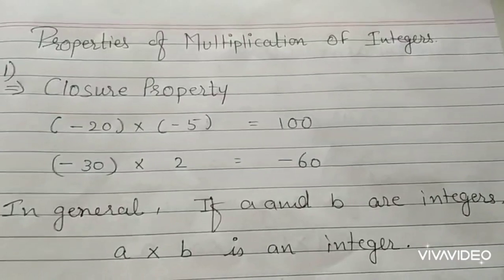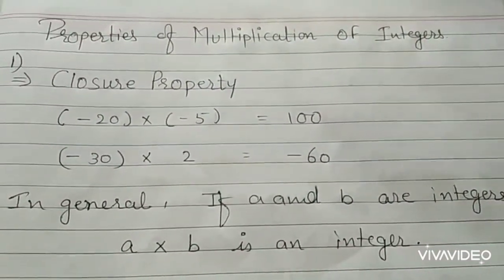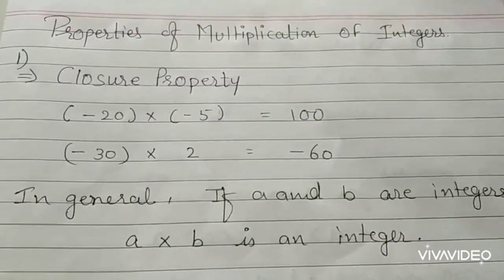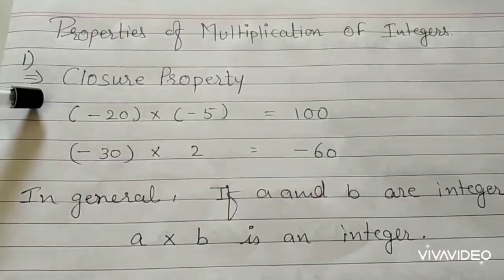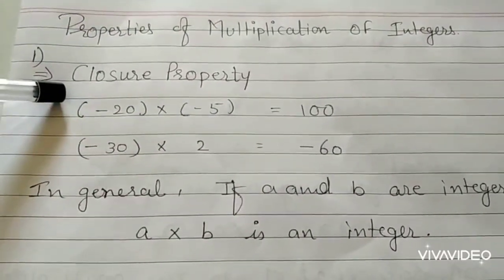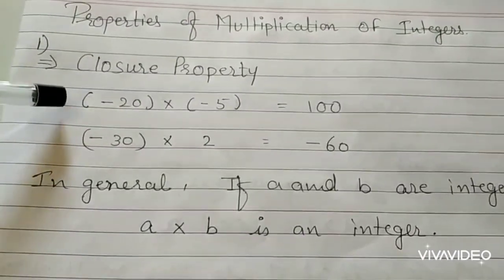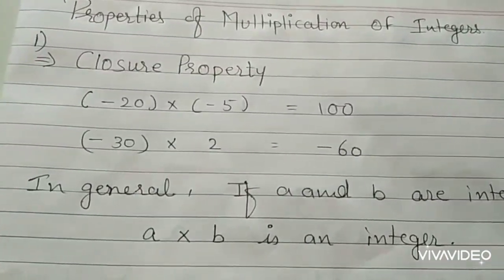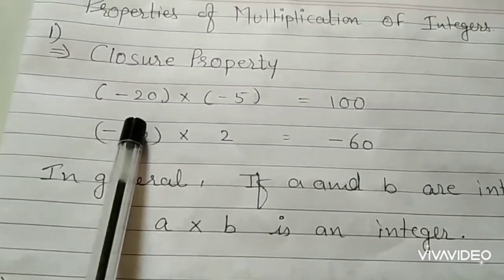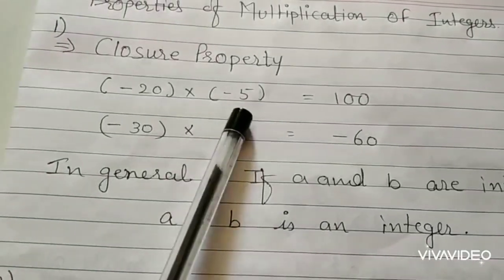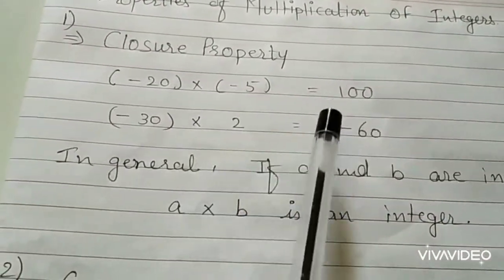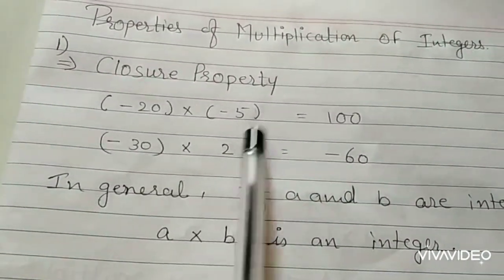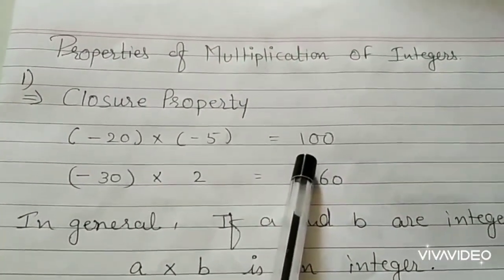Earlier we have discussed the properties for addition and subtraction of integers. Now we will discuss the properties of multiplication for integers. First one is the closure property. As you know, closure property states that if you are taking any two integers, suppose a and b, the result should be an integer. Here we have taken an example, minus 20 multiplied by minus 5. Your answer will be 100. Minus 20, a negative integer, minus 5, a negative integer, 100, which is a positive integer.